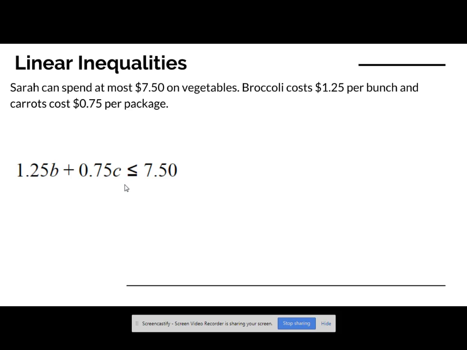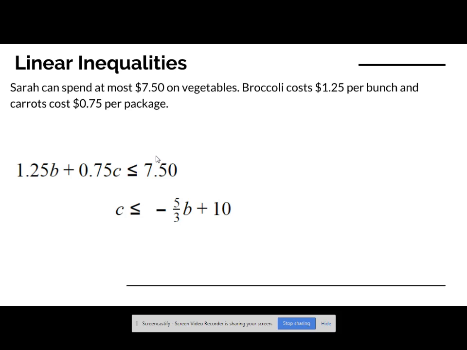For graphing, you have some options. C and B aren't designated to be which one has to be the y-axis and which one has to be the x-axis. So if you're going to graph this, you could get either C or B by itself. You could isolate either of those variables. It doesn't really matter. There's no set way to do this. I'm going to choose C. I'm going to isolate the carrots. So if I subtract $1.25B and divide by 75 cents on both sides, I get this.